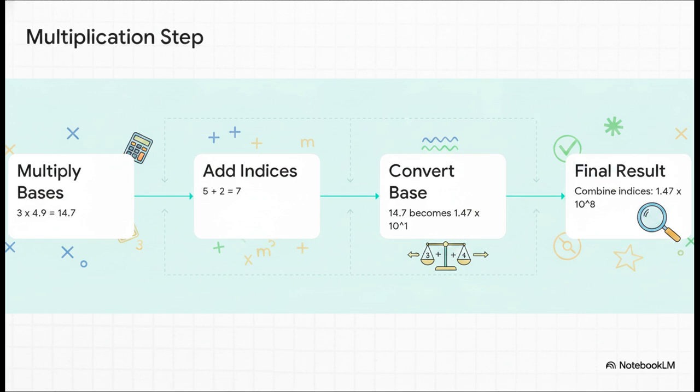But wait, look closely at step 3. 14.7 totally violates our golden rule, doesn't it? It is not between 1 and 9. So we have to adjust it. We convert 14.7 into 1.47 times 10 to the power of 1. Finally, we just combine all those indices, 1 plus 7, to get our perfectly formatted final answer, 1.47 times 10 to the power of 8.